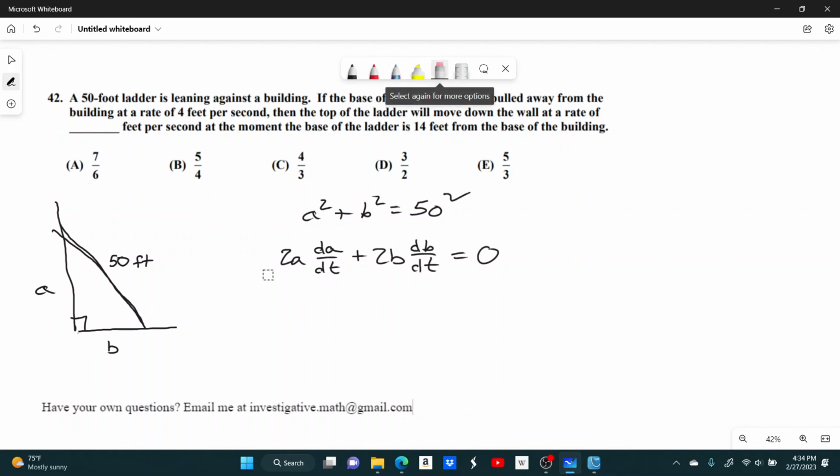So next thing I'm going to do, just for simplicity's sake, is divide everything by 2, so in the end you end up with a dA/dt plus b dB/dt equals 0. So now we just have to find values to put in here.